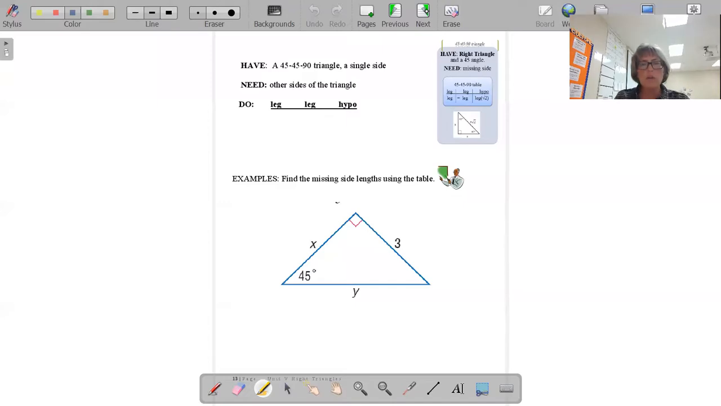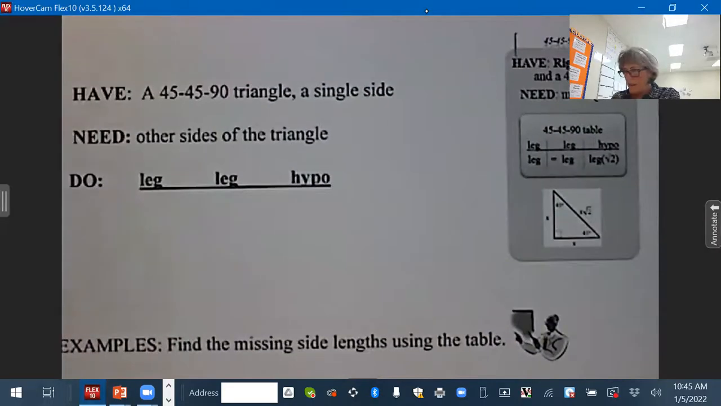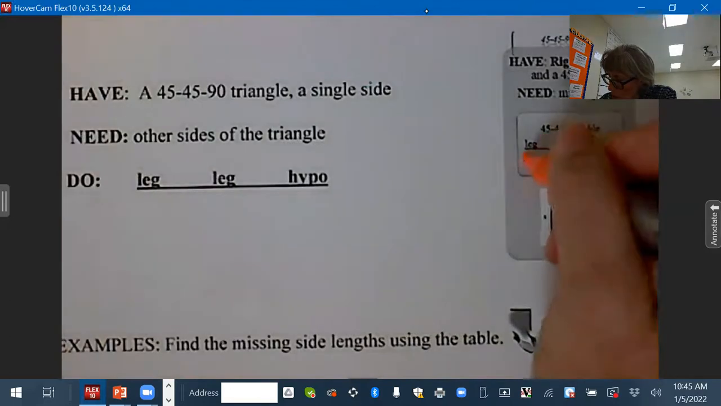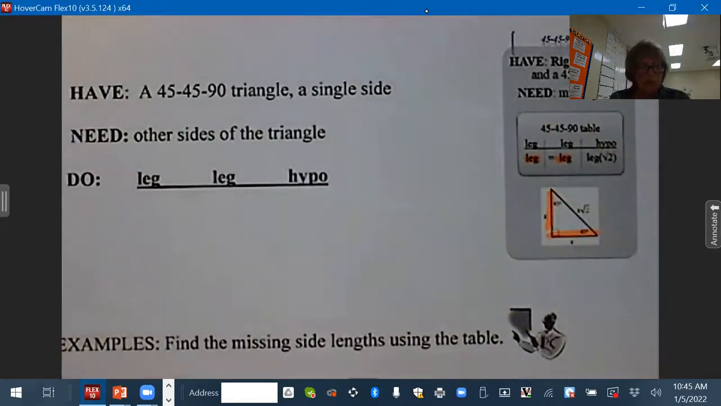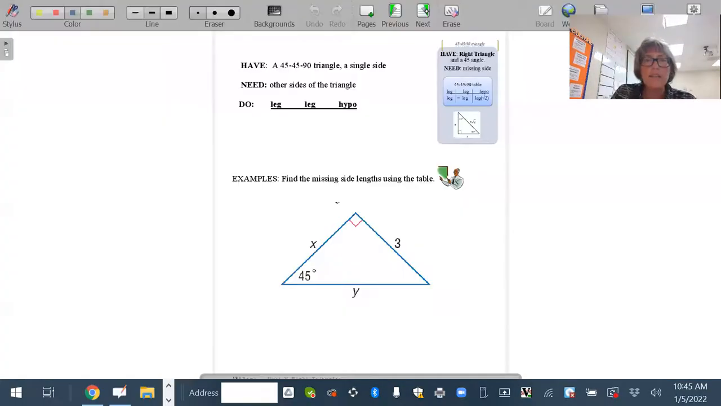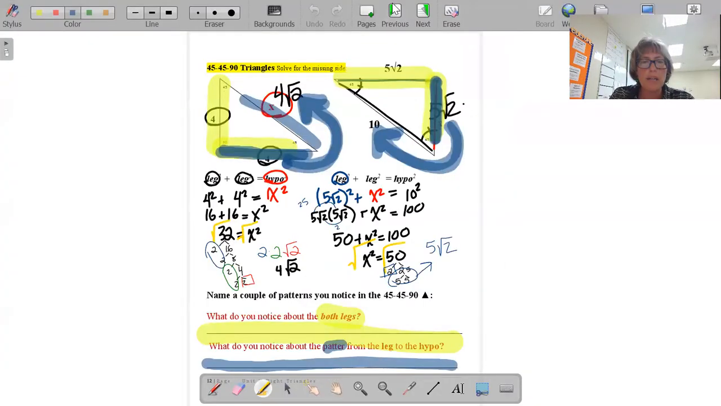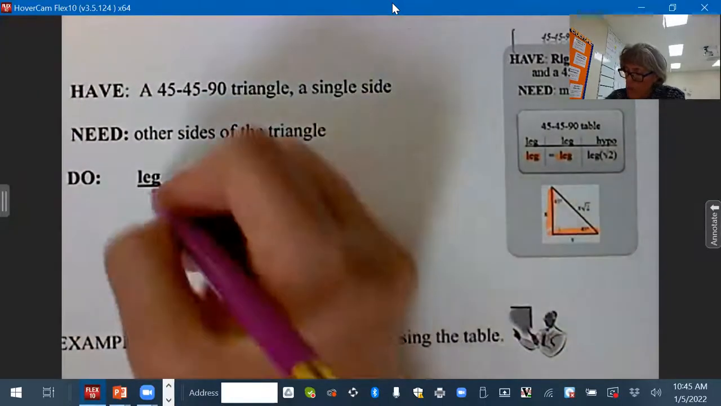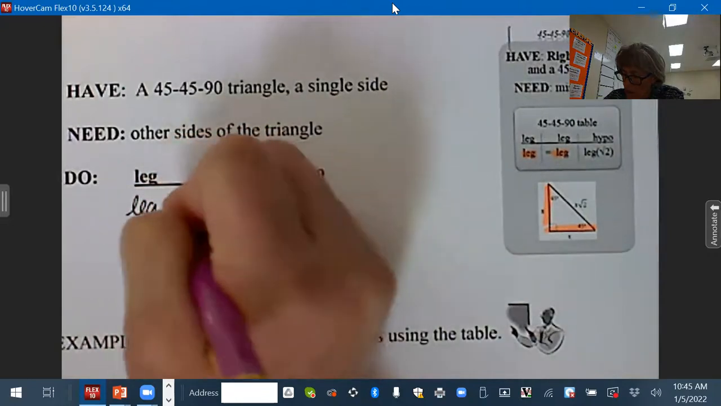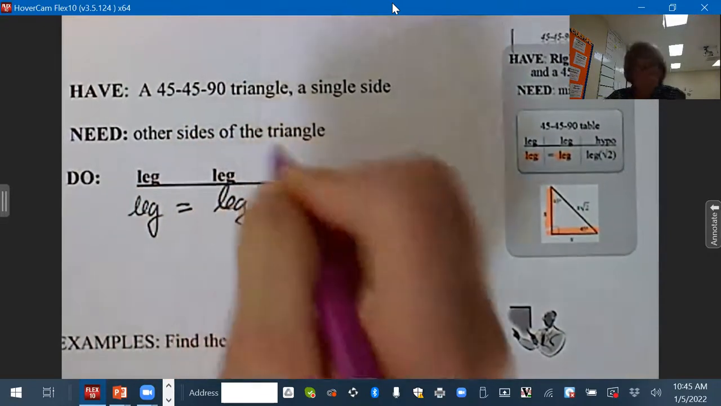Okay, the pattern was this. In 45-45-90 right triangles, the legs are always going to be equal. The legs are equal, which they were in this case. Take a look. The legs are equal: 4, 4, 5 root 2, 5 root 2. So that's the first pattern: in a 45, 45, 90, the legs are always going to be equal.